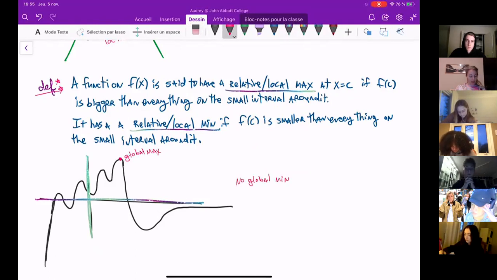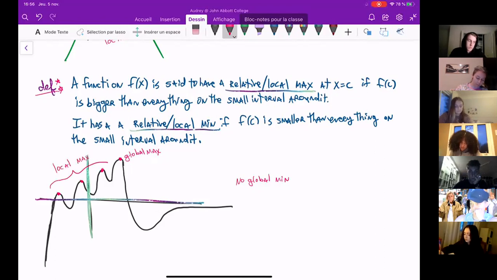But if I look at it, that is higher than everywhere around it. That is higher than everywhere around it. That is higher than everywhere around it. Is my global max also higher than everywhere around it? So that global max could also be considered a local max because it's still higher than everywhere around it. So these are all local max. And this is also a local max because higher than everywhere around it.